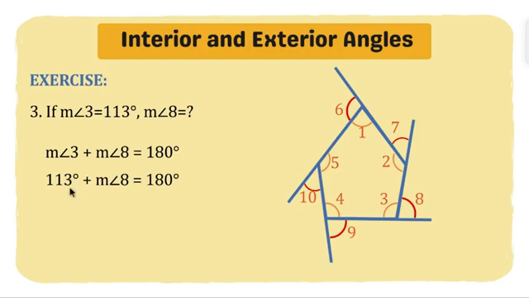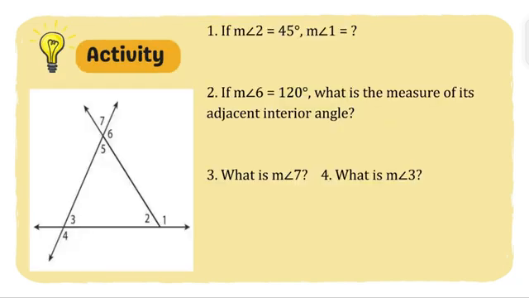Now, angle 8 is missing. That's why all we have to do is to subtract 113 from 180. So, the answer will now be 180 minus 113. It's 167 degrees. Now, to further practice your skills, you can do this in a paper.